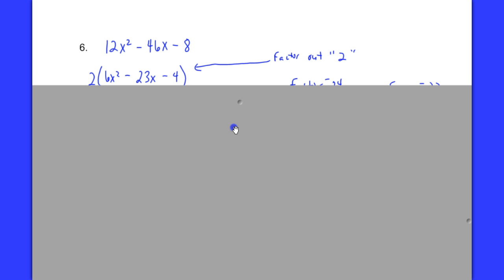First thing you should have done is found that common factor of 2. 12, 46 and 8, common factor of 2, so I take that out. I get 6x squared minus 23x minus 4.